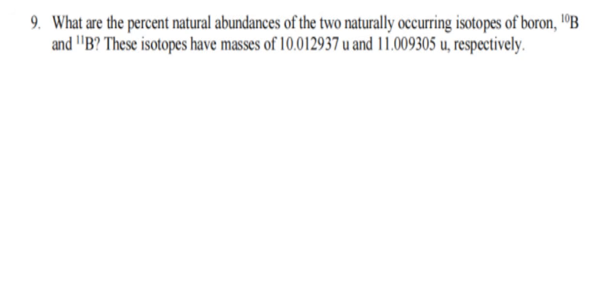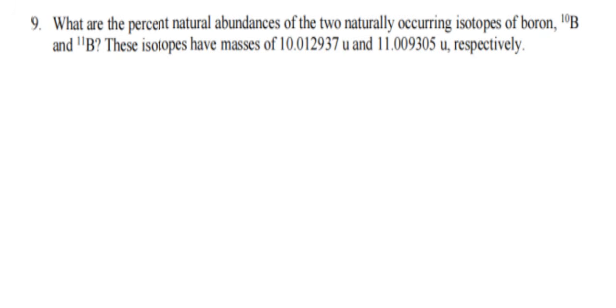We come to question number 9. We're asked about the percentage natural abundance of two naturally occurring isotopes of boron. We've got 10 and 11. These isotopes have masses of 10 and 11 units respectively. Now we're told to find the percentage natural abundances.